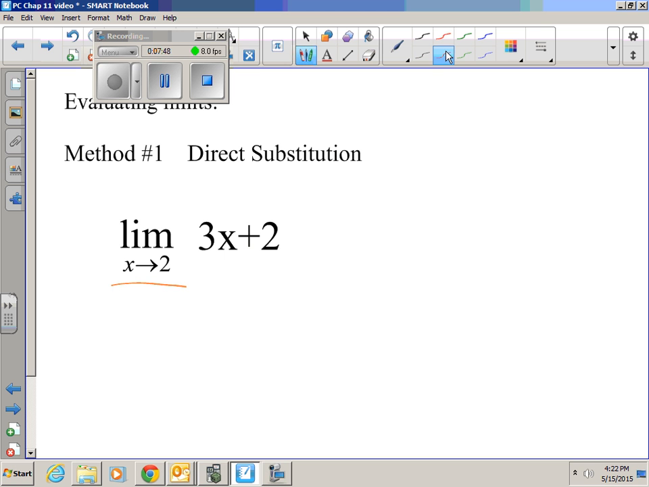But in this particular case, I want to find the limit of the function. I don't want to change that color. The limit of the function as x gets closer and closer to 2. Well, all I'm going to do is direct substitution, and I'm going to replace x with 2 and plug it in here, and you can see I'm going to get 8. So the limit is going to equal 8. The limit as x goes to 2 is 8.